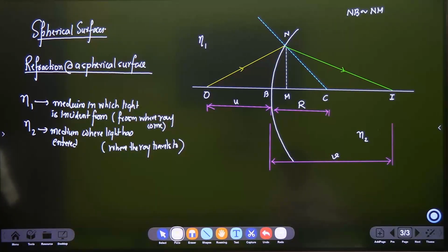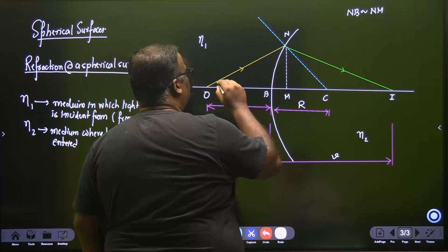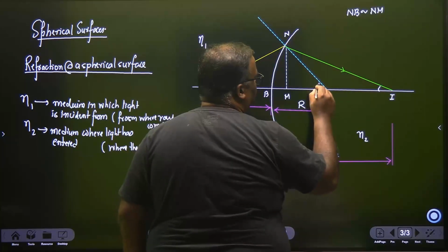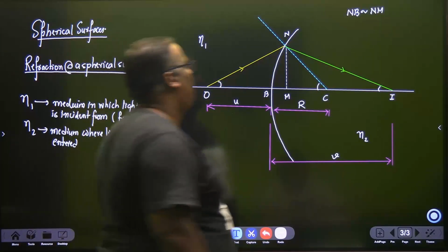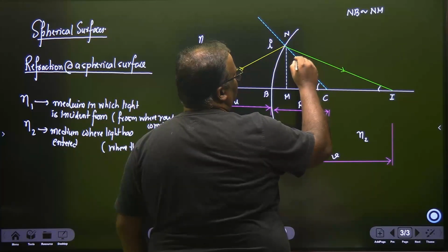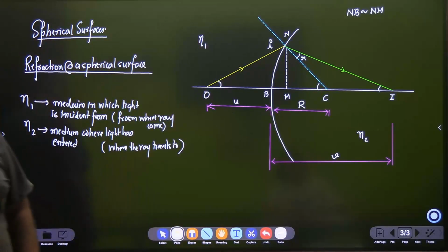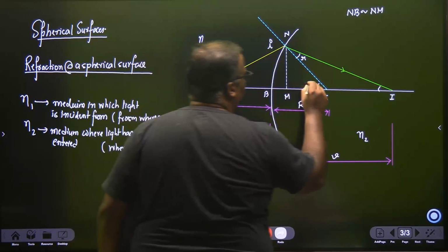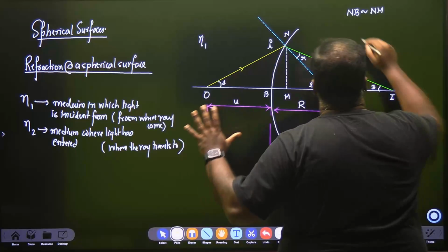Any doubts so far? Your eyes should be on three angles: this angle, this angle, and this angle. This is my angle of incidence, right? And this will become my angle of refraction. So your eyes should be on three angles: angle 1, angle 2, angle 3. And just remember these three things. How to get this derivation?